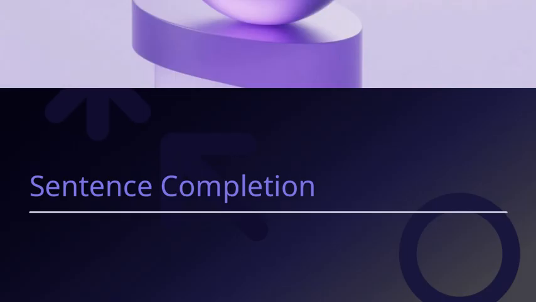Today, we'll be exploring the topic of sentence completion. On this first slide, I just want to give you a quick overview of what to expect. We'll look at different strategies for completing sentences effectively, and I'll share some practical tips along the way. Let's get started and dive into this interesting subject together.